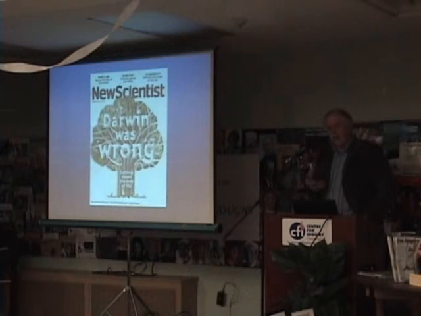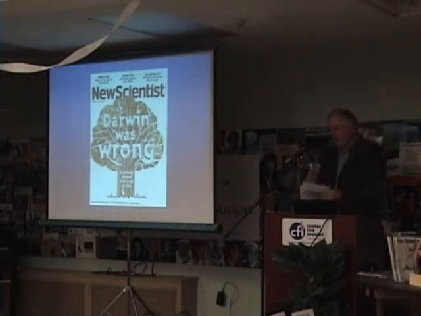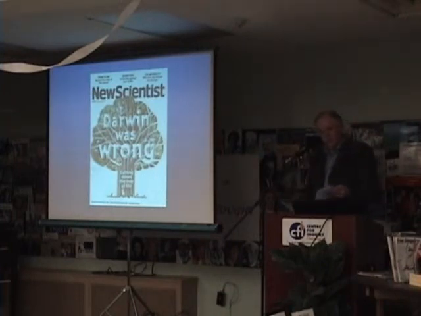Here's a cover of New Scientist from last week. Darwin was wrong. Now, their article is wrong, but it does bring up a point. Darwin was wrong about some things, and it shouldn't come as a surprise. It was, after all, 150 years ago, and there's lots of things he didn't know. He was wrong about genetics. Not only did he not know about genetics, but he had some ideas about genetics, but they were all wrong.